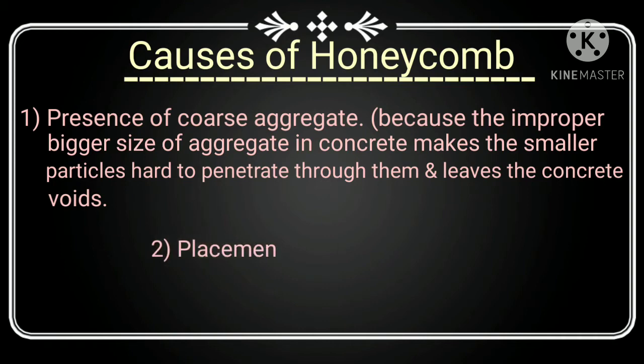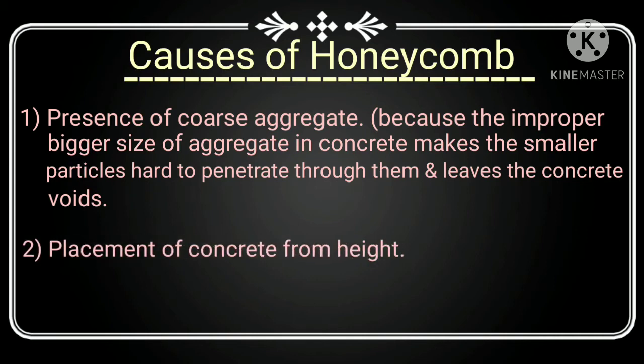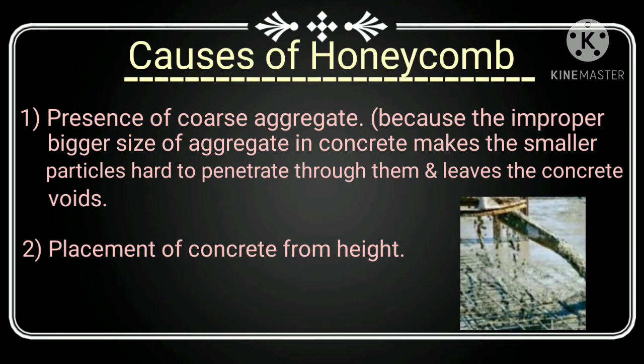Second is placement of concrete from height. When we pour concrete from a certain height, the aggregates and mortar get separated and settle down partially, which causes honeycombs in concrete.